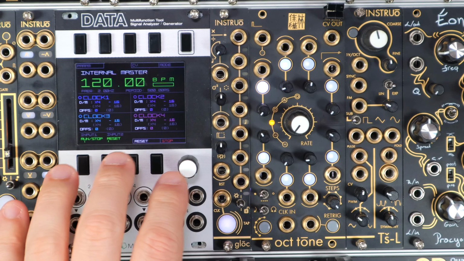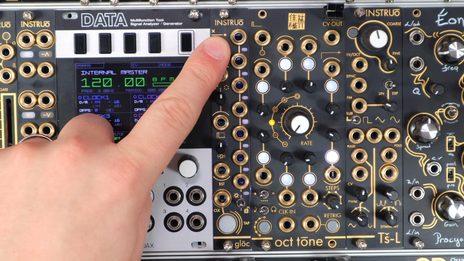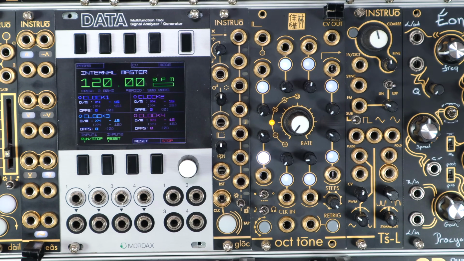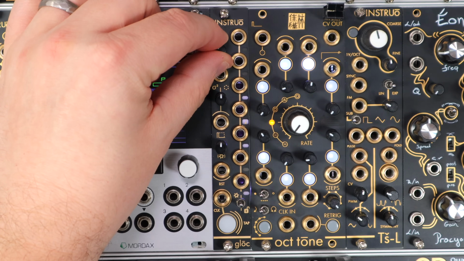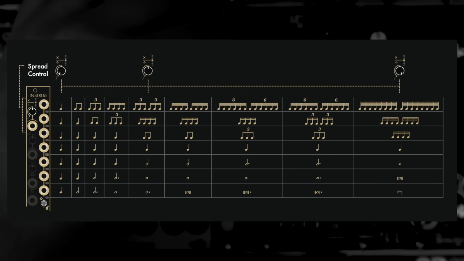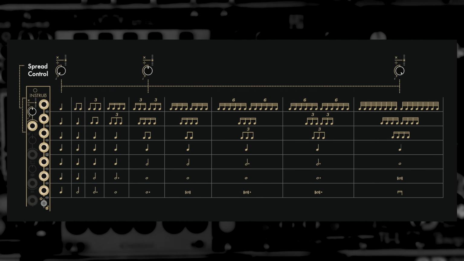You control the multiplication and division of the clock with the spread control on the top of the module. Fully counterclockwise, every output is the same and outputs a quarter note, and as you increase the level, you increase the multiplication and division factors across those outputs. Here's a graphic from the manual that shows how those outputs change across that control. And the input directly under that trim pot is a CV control for spread, which adds to the pot value.